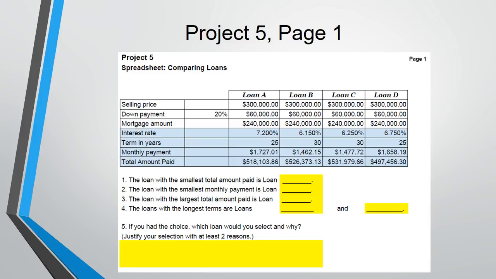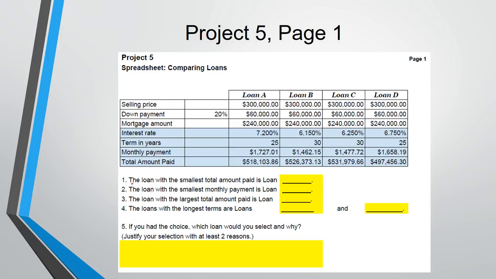So the first question, we're given a loan table comparing different loans. We call these loans A, B, C, and D. Information about those loans is on this table. What we're going to do is answer these questions using the information on here.